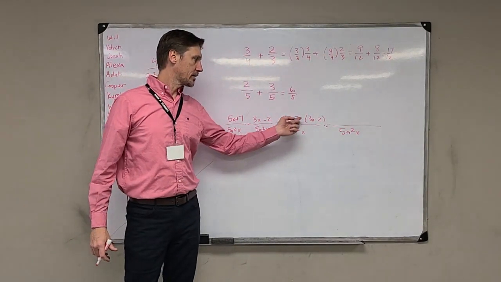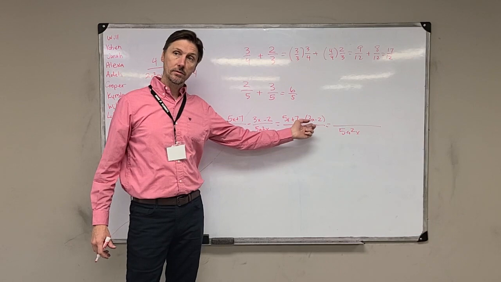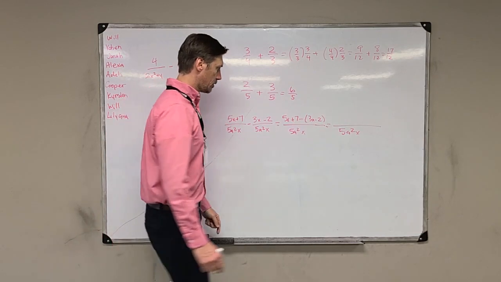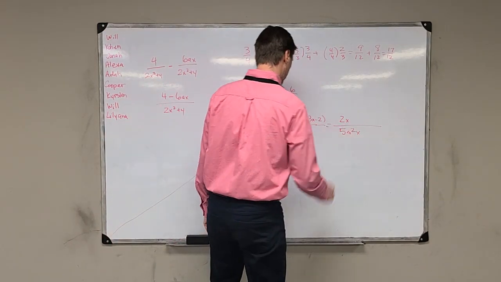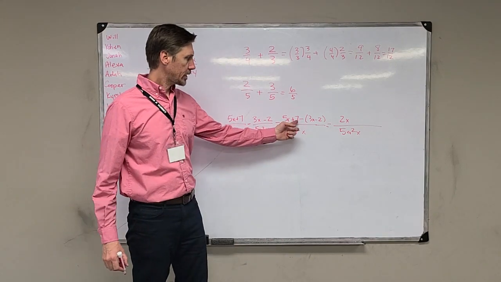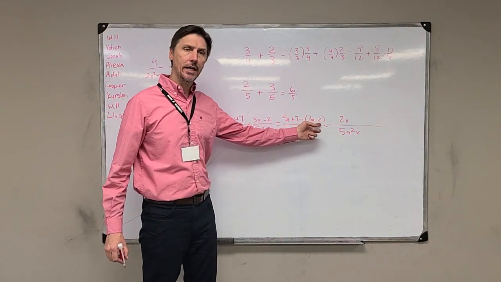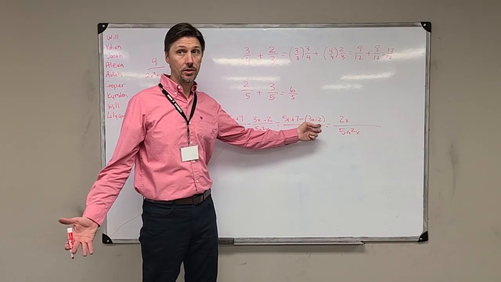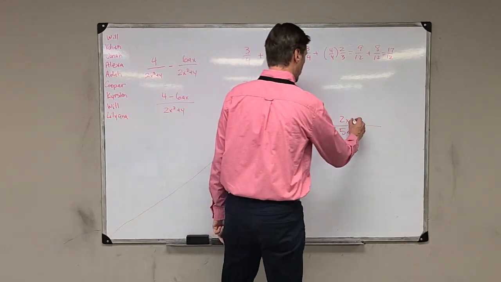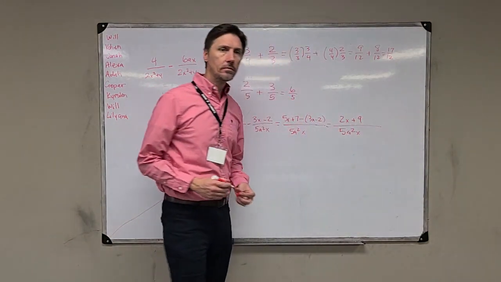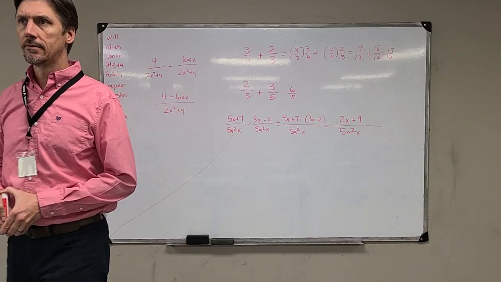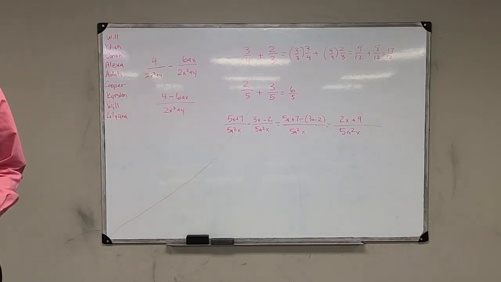So I've got a 5x minus 3x, right? So that's 2x. And I've got a 7 minus a negative 2, which is going to be a 7 plus 2. And so that becomes plus 9. Does everybody see that? So that's how we would combine them together.